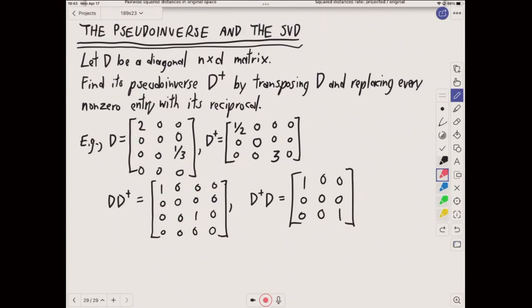So I hope you can see that this always works. It doesn't matter what diagonal matrix I started with. This is always going to be true. We can always predict what the product of a matrix and its pseudo-inverse will be just from knowing which original entries were 0 and which ones were not.